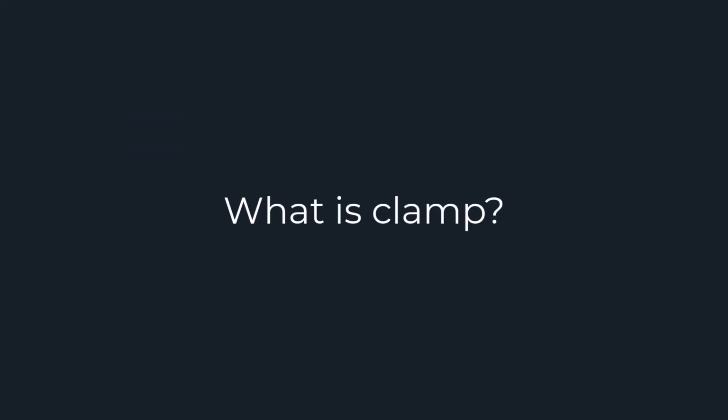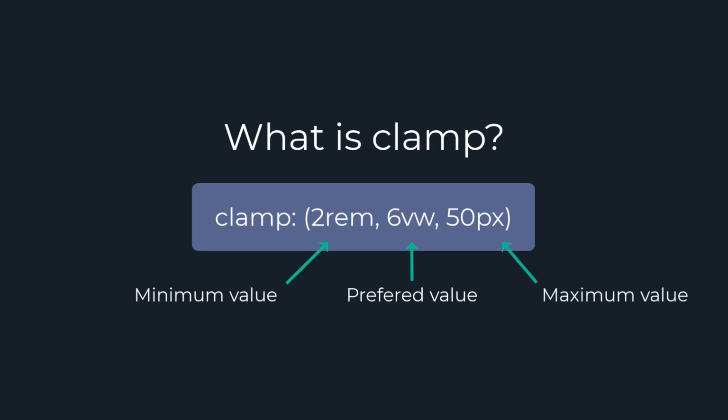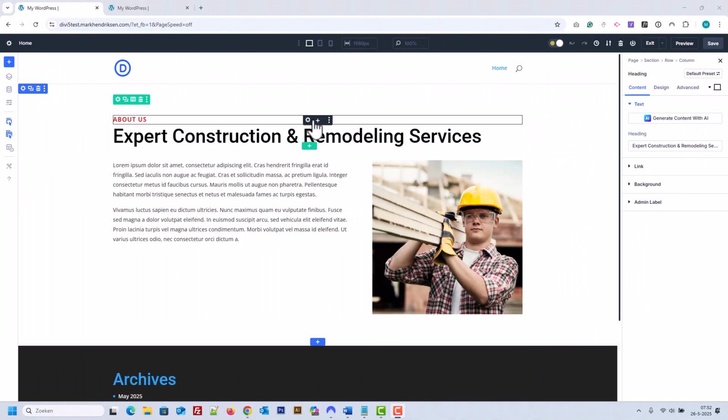So, what exactly is clamp? It's a CSS function that lets you define a value that scales between a minimum and maximum based on the viewport size. For example, start at 2 rem, grow with 6% of the viewport width, but don't go above 50 pixels. This is perfect for heading font sizes. Let me show you how it works.